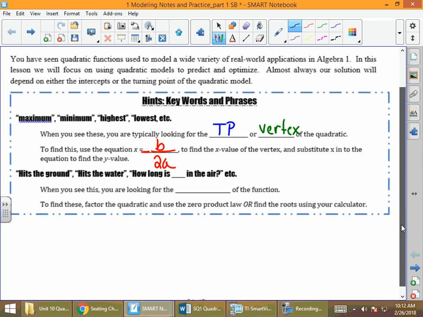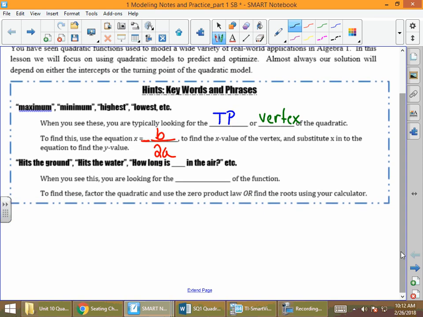The other one, it might say, when does something hit the ground? Or when does something hit the water? Or how long is something in the air? When we see those things, then we're looking for the x-intercepts of the function. And to find these, we go back to our old favorite, which is factoring. Solving by factoring.